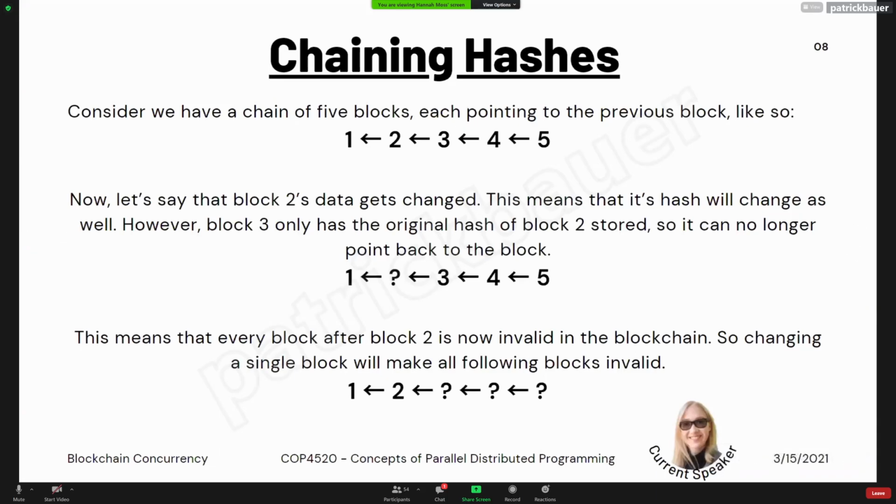Consider we have a chain of 5 blocks, each pointing to the previous block, like so. 5 points to 4, 4 points to 3, 3 points to 2, and 2 points to 1. Now let's say that block 2's data gets changed. As Hannah mentioned earlier, this means that its hash is going to change. It's going to be a different block. And since block 3 only has the original hash of block 2 stored, it can no longer point back to the block. So you have 5 to 4, 4 to 3, 3 no longer to 2, and then 1's sitting there. This means that every block after block 2 is now invalid in the blockchain. So changing a single block will make all of the following blocks invalid.